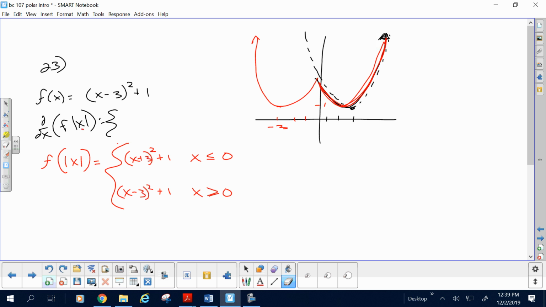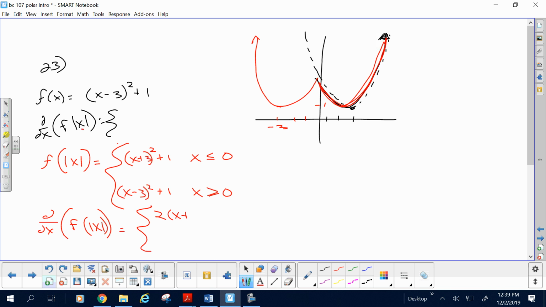Now that we have the function, we can take the derivative. The derivative of f of absolute value of x is also a piecewise function. The left piece is 2 times x plus 3 to the first times 1, for x less than... what about 0? Will the derivative exist at 0? No. Why not? Because it's a sharp turn. So strictly less than 0, and the other derivative is 2 times x minus 3 to the first, strictly greater than 0. F prime at 0 doesn't exist. Follow? Yeah. That was a hard one.